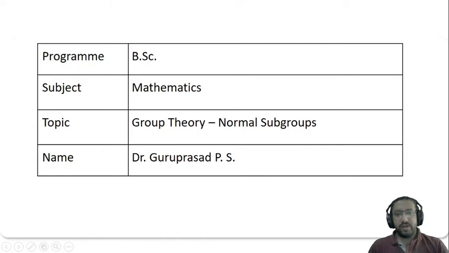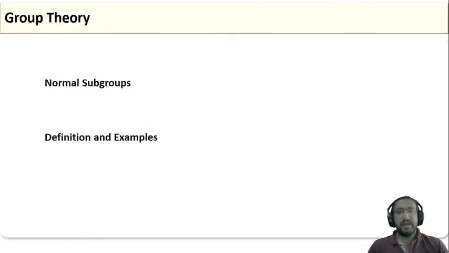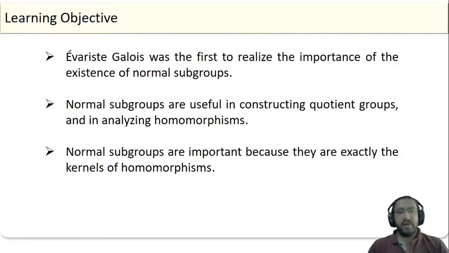Today we talk about normal subgroups, one of the important topics in group theory. Thanks to Évariste Galois, who was the first to realize the importance of the existence of normal subgroups. Normal subgroups are useful in constructing quotient groups and in analyzing homomorphisms, and are also very important because they are exactly the kernels of homomorphisms.